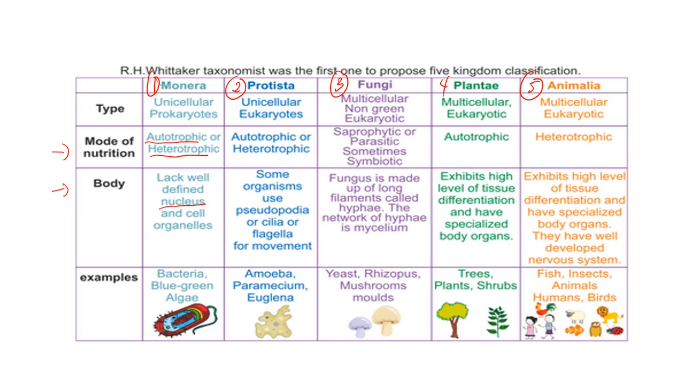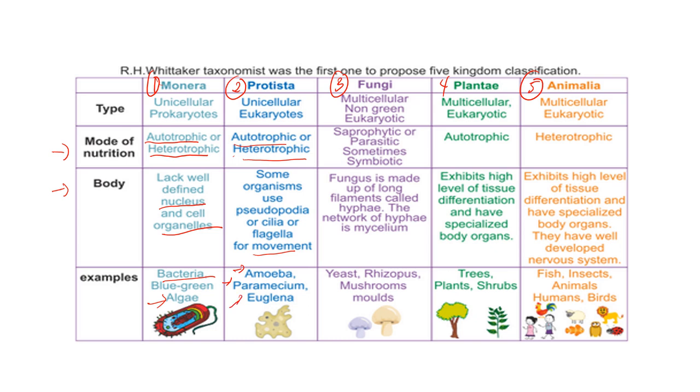It means that they do not have any nucleus or cell organelles. Example, you have the bacteria, blue-green algae. And then for Protista, mode of nutrition is both autotrophic and heterotrophic. The body feature is that some organisms use pseudopodia or cilia or flagella for movement. So these are Protista. Examples are amoeba, paramecium, and also Euglena.